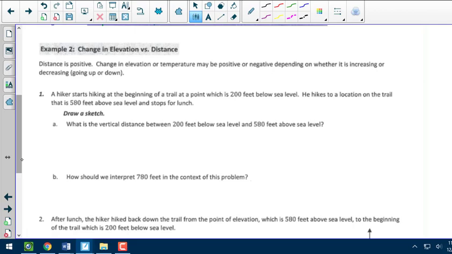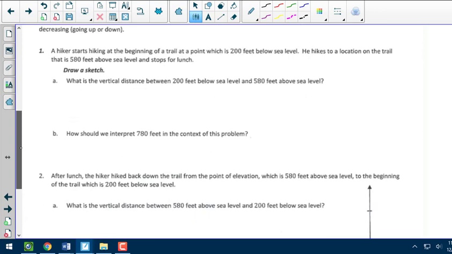A hiker starts at the beginning of a trail at a point which is 200 feet below sea level. So, I'm going to draw a little drawing here. 200 feet below sea level, so he's down here somewhere at 200 feet below that sea level.